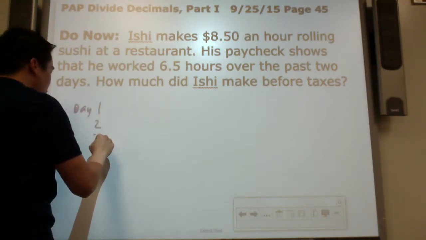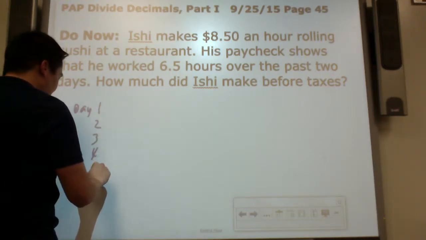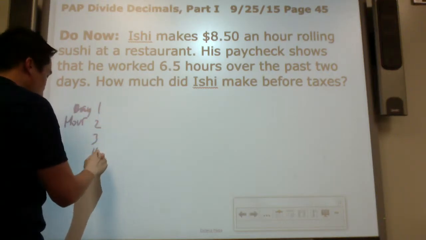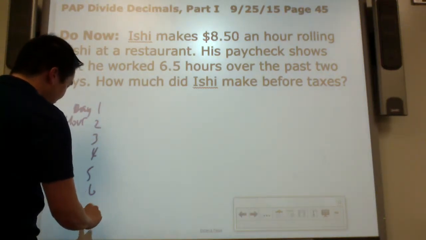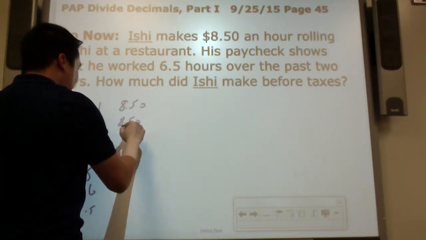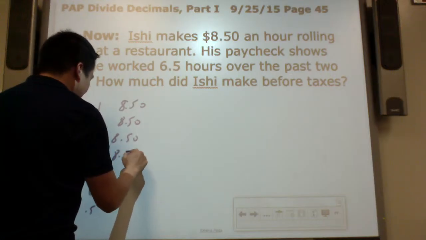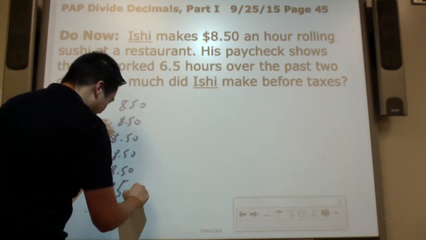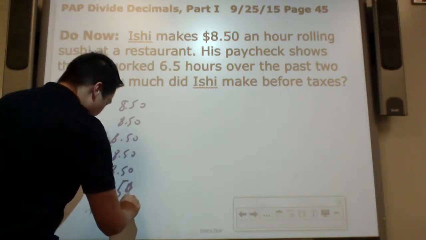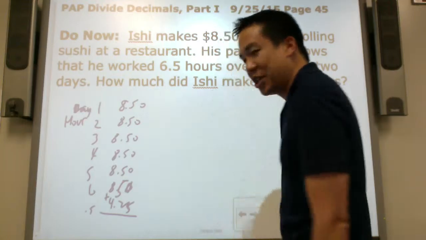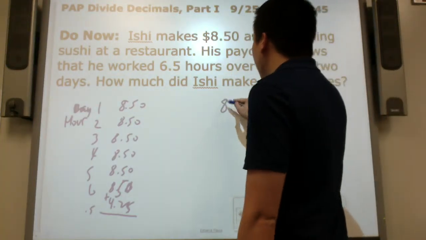You could do hour 1, 2, 3, 4, 5, 6, and a half hour. So in hour 1, she makes $8.50. Hour 2, $8.50. Hour 3, $8.50. Hour 4, $8.50. Hour 5, $8.50. Hour 6, $8.50. Half of it is $4.25, and add it all up. You know what? This is repeated addition. I'm going to do multiplication.